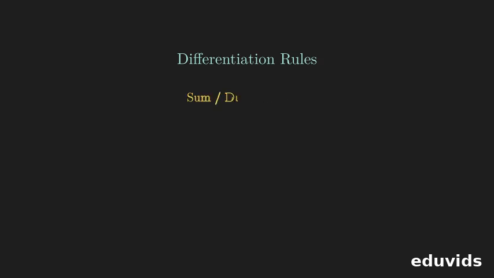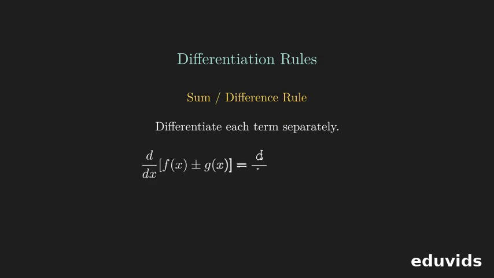The sum and difference rule helps with more complex functions. This rule says you can differentiate each term of a function separately. Then, you just add or subtract the derivatives of those individual terms.